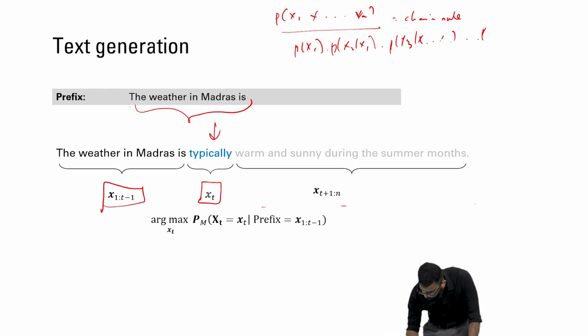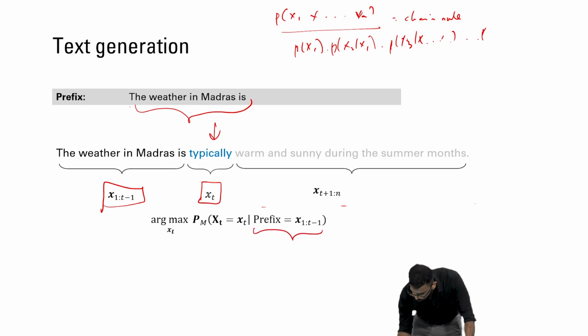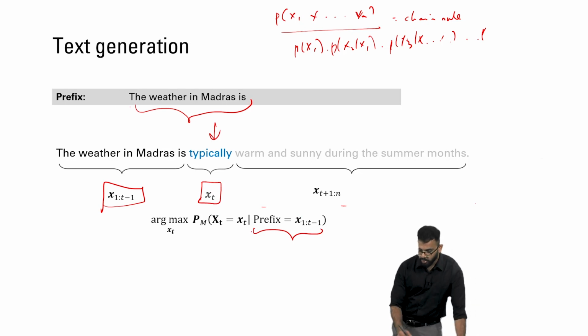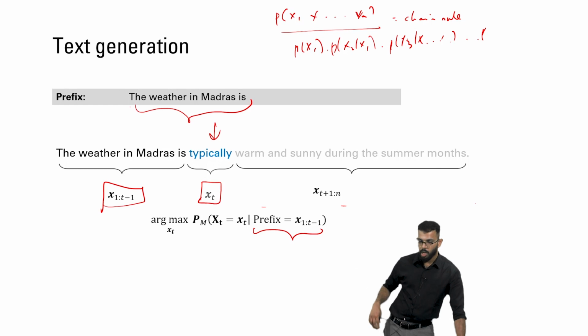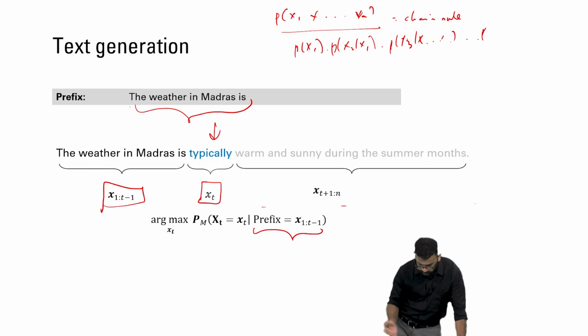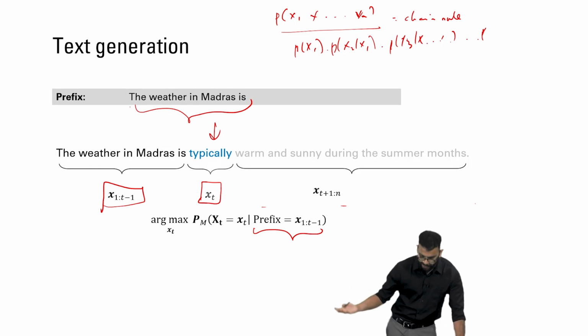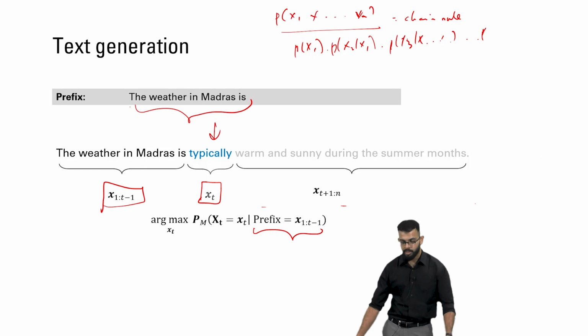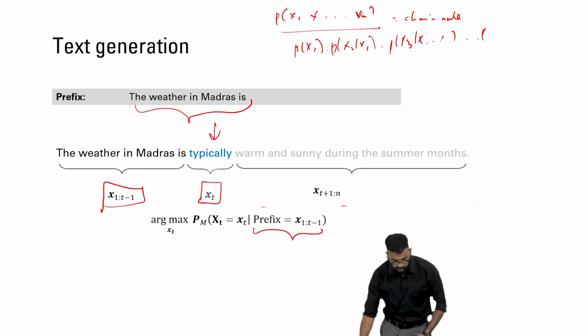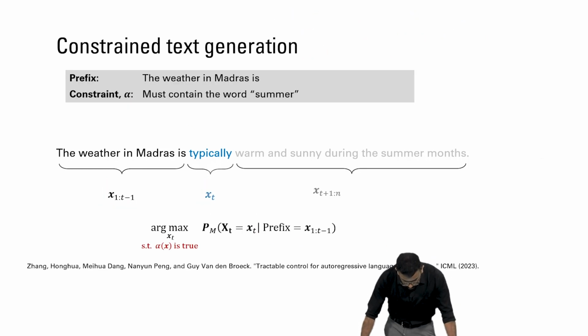Right? So you look at the distribution over capital XT, which is a variable over all your vocabulary, given that your prefix is the weather is Madras. So this will give you a distribution over your entire vocabulary as to how likely each word is as the next token. And then you can have different sampling strategies, but here I'm just choosing the word that is most likely. So this is typically how text generation works in sequential models, even in transformers.